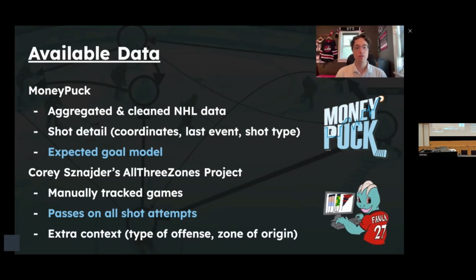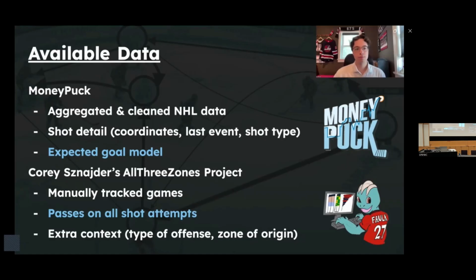On the other hand, we have Corey Schneider's All Three Zones project, which is an absolutely invaluable resource to the public as he manually tracks hundreds of games per season to give us extra context that we wouldn't find anywhere else. For example, passes all the way down to the tertiary level are recorded for each shot attempt, and more info about the offense, like if it came off the rush, off the forecheck, or whatever it may be, is also recorded.